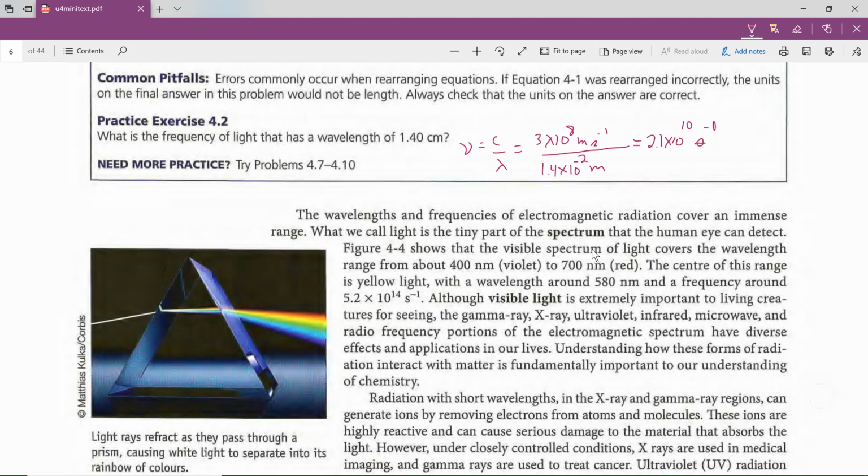Wavelengths and frequencies cover an immense range. What we call light is just a tiny part of the spectrum, what our human eye can detect. It covers the range from violet, which is around 400 nanometers, to red, which is around 700. And yellow light is somewhere in the center, 580 nanometers. White light separates into the rainbow there as it passes through a prism. There are other parts: gamma rays, X-rays, ultraviolet, infrared, microwave, and radio.